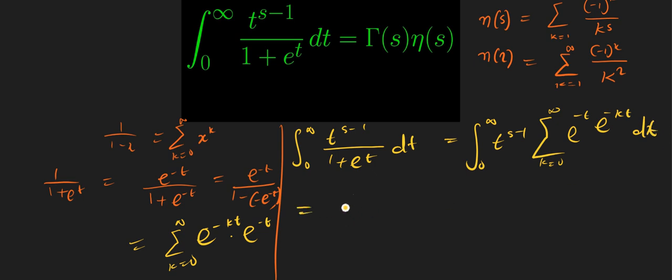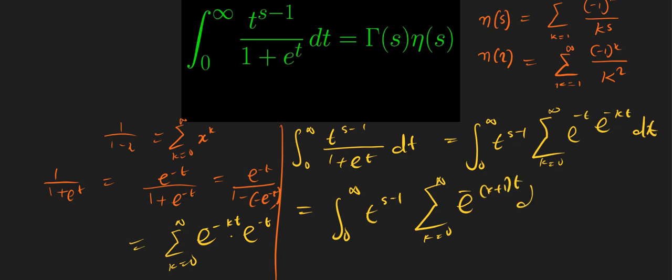Then this would equal the integral from 0 to infinity of t to the s minus 1, then you have the sum as k runs from 0 to infinity of negative 1 to the k, e to the negative k plus 1 times t dt. Now, you can shift the index backward by 1. If you replace k plus 1 by n, then n will start from 1.